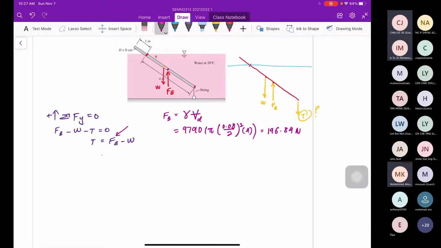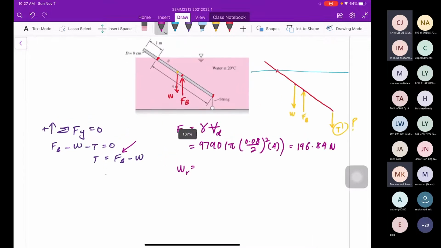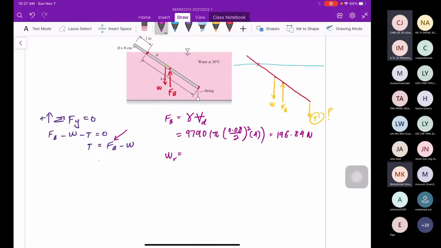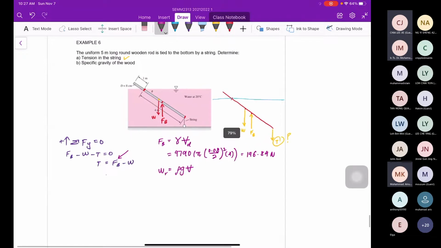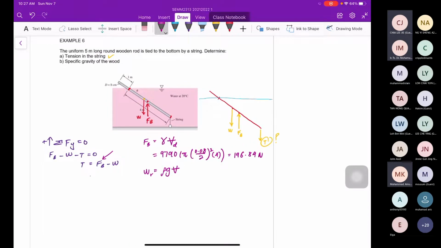How to calculate the weight? The weight of the rod. Any idea how to calculate the weight? Okay. What is the formula for the weight of the rod? Weight of the rod is rho g V. The rho is the density of the rod. It is not given. The gravity we know, the volume we know. Okay, the volume of the rod is multiplied with total length 5 meter. What about the density?